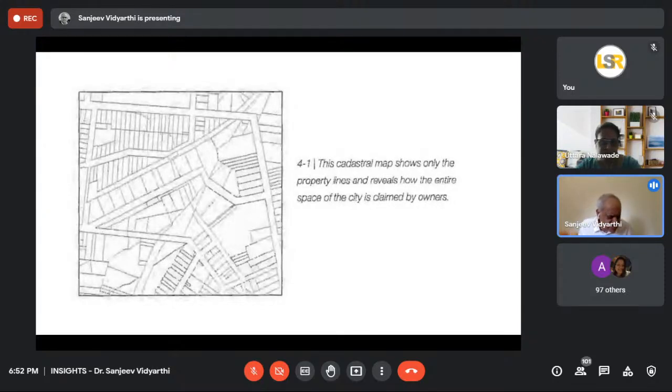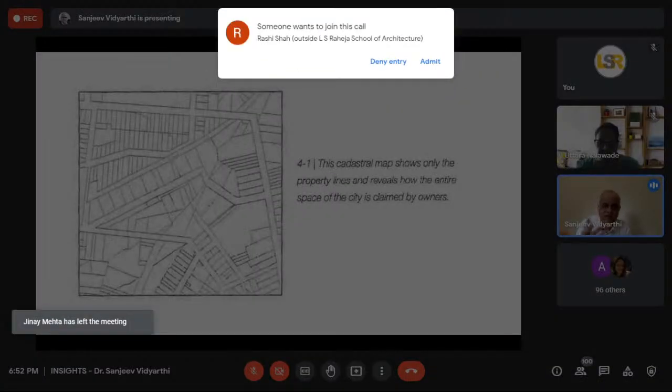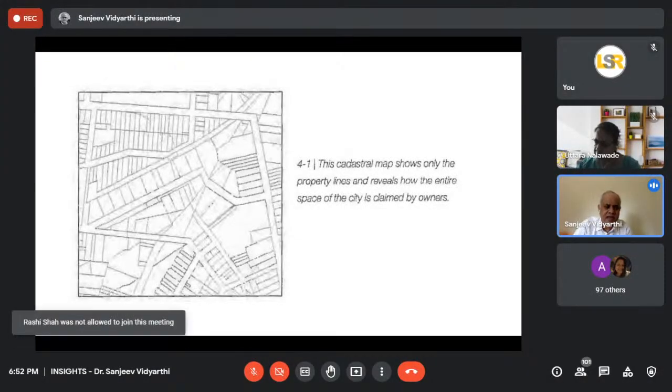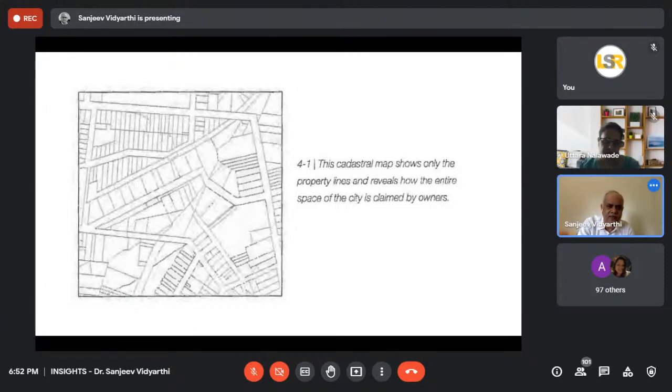And money is important in the organization of any city, because ownership of land is vital to the organization of the city and the way you read it. For example, this map shows, it's a cadastral map. This cadastral map होता है जिसमें property की lines दिखलाते हैं और roads की axis दिखलाते हैं. So you see the roads and streets, and everything else is plotted development. So what it shows is how the entire space of any city is claimed by owners.